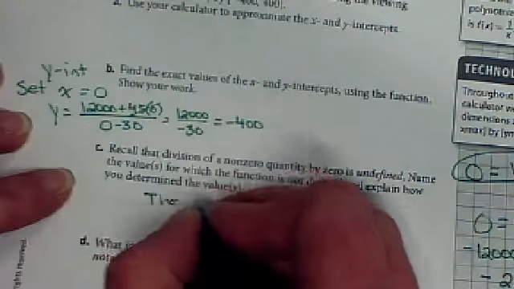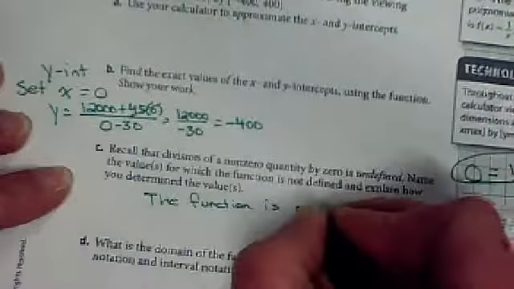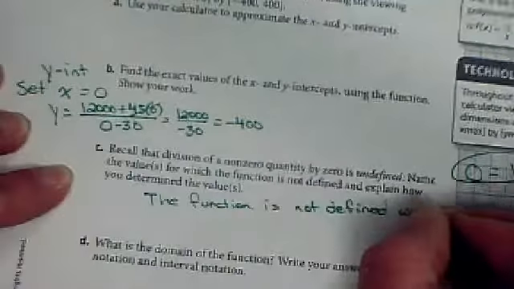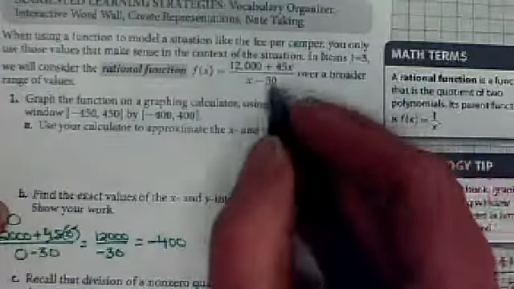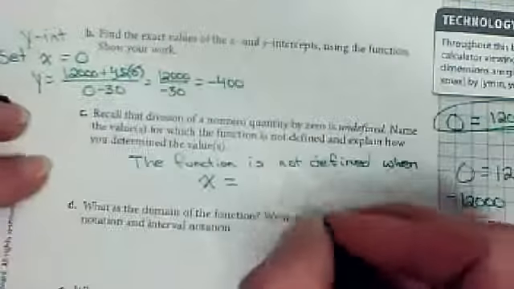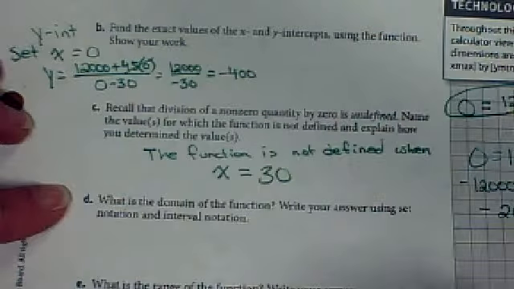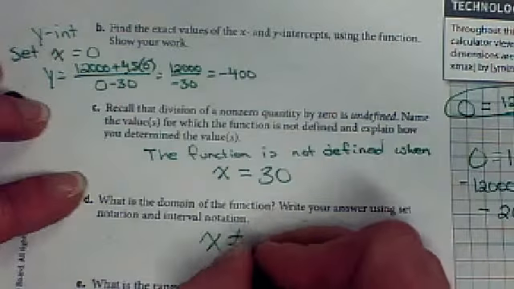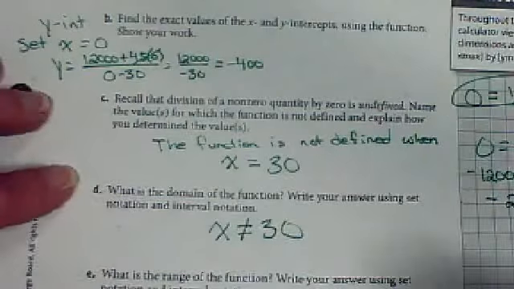So the function is not defined when x equals what? Well, it's a bad number if x is 30. So that tells us something about our domain. Our domain is that x cannot be 30. And I'm okay with us just doing it like this.